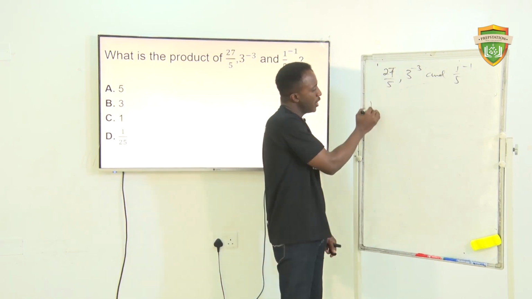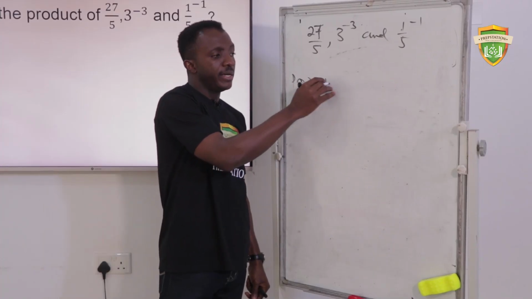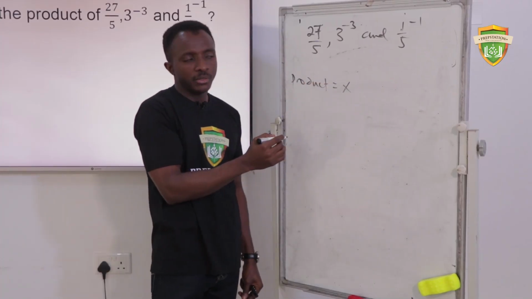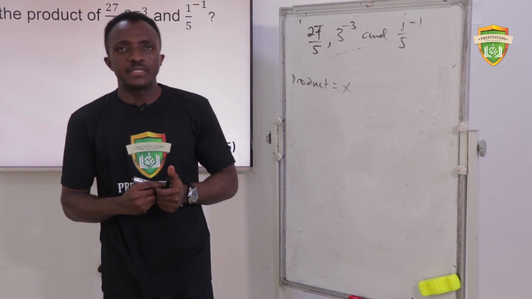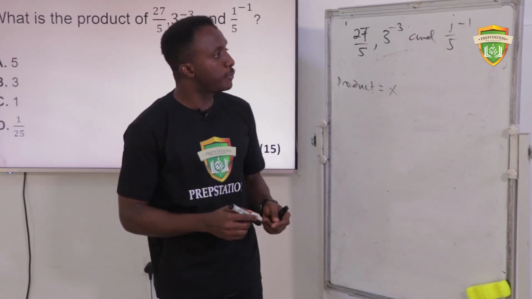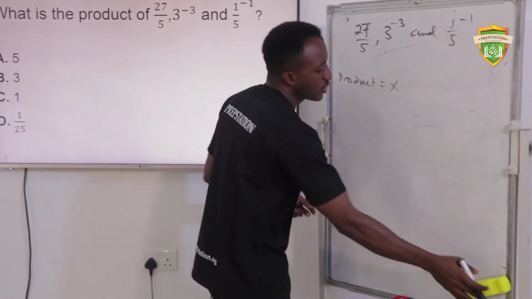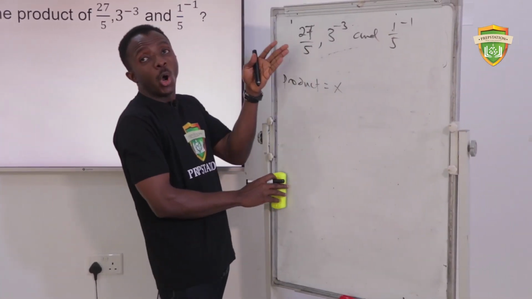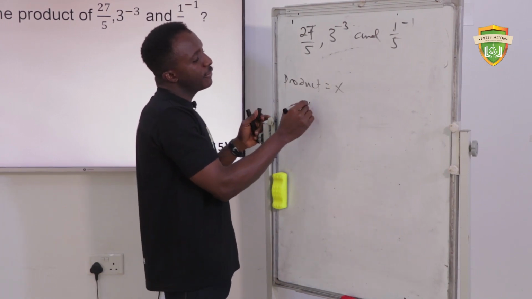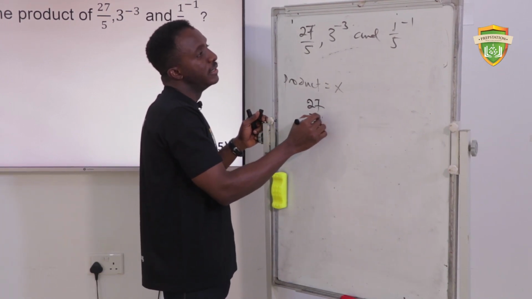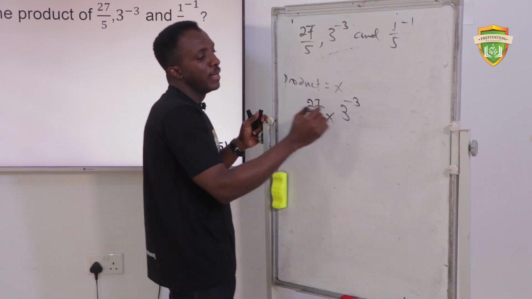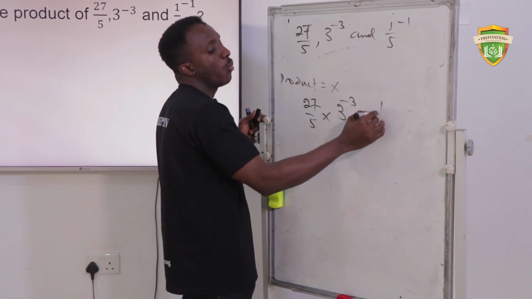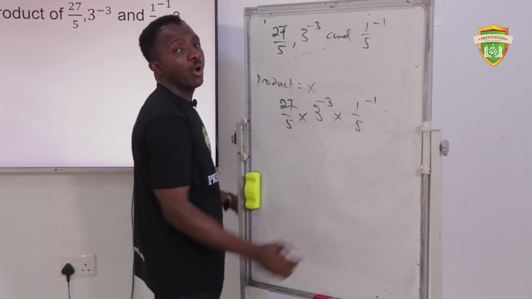What is the product? The word product in mathematics is multiplication. Just like the word sum is addition. The word difference is subtraction. So the word product is multiplication. So we are required to multiply all of these. 27 over 5 times 3 raised to the power negative 3 times 1 over 5 raised to the power negative 1.